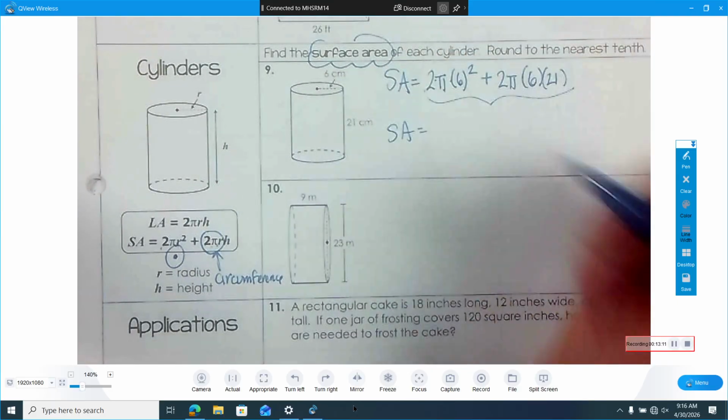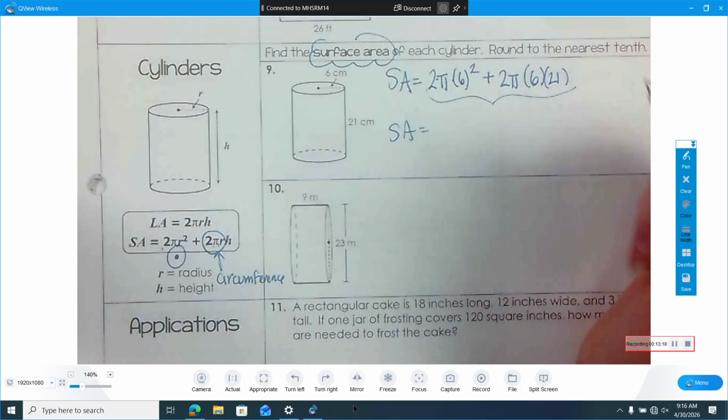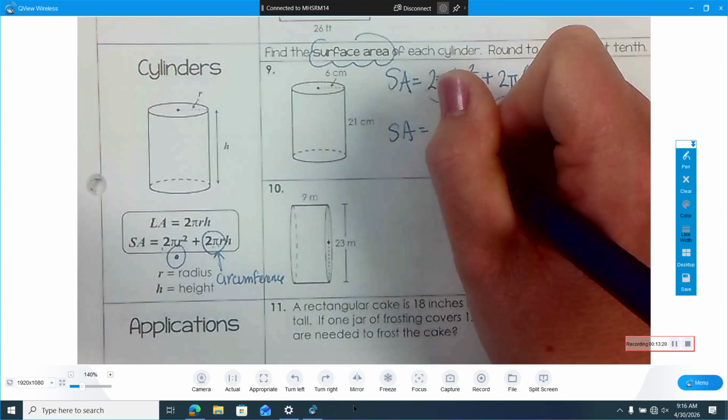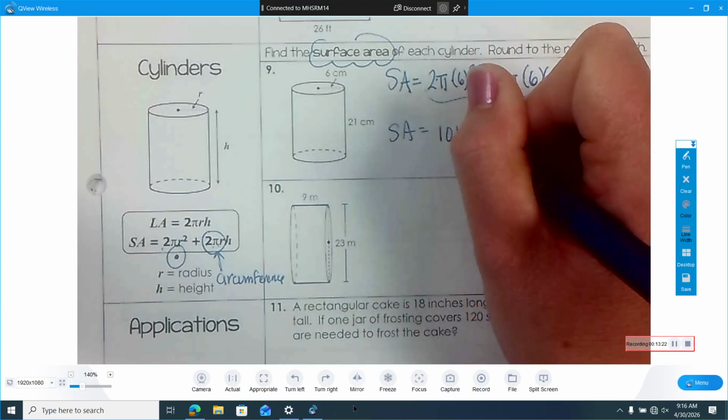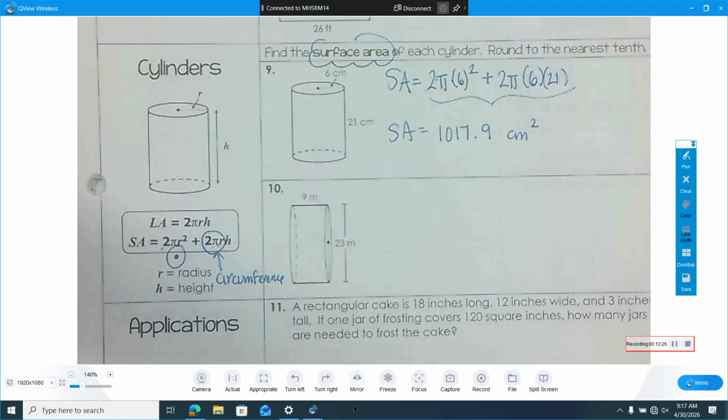Go ahead and plug that in. And what did you get? 1017.9. And this is centimeters squared.